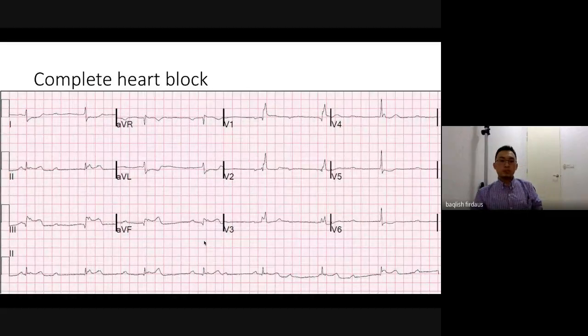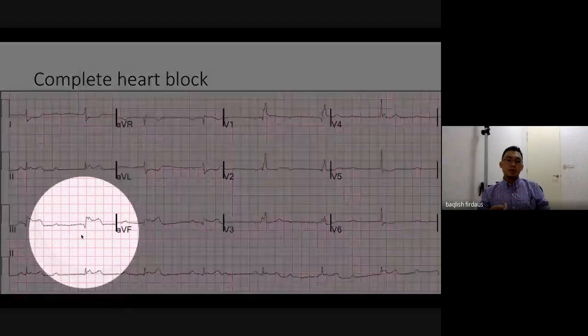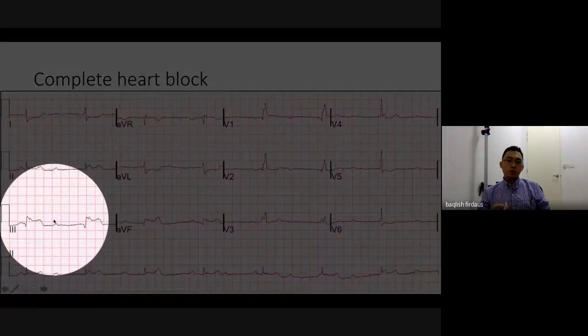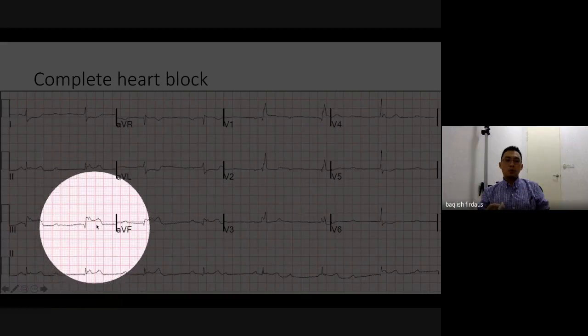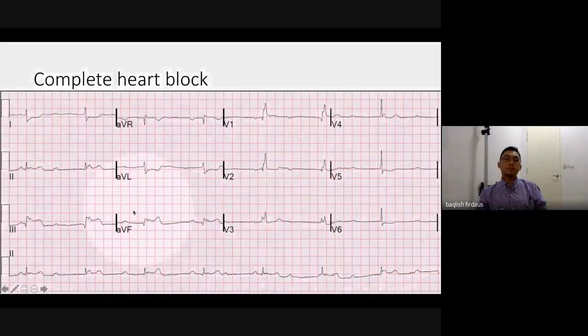So this is an example of complete heart block. In complete heart block, there will be AV dissociation, meaning every P wave will not be followed by a QRS complex. The P waves and QRS complexes will be independent.